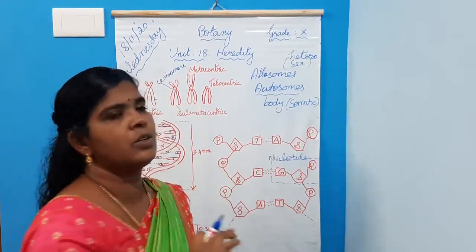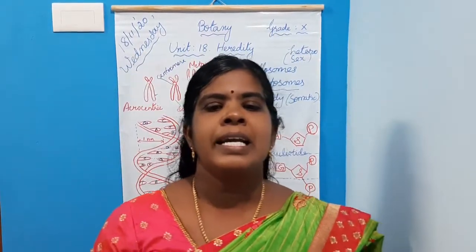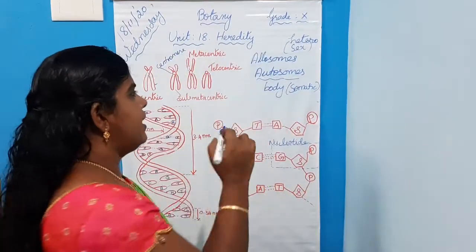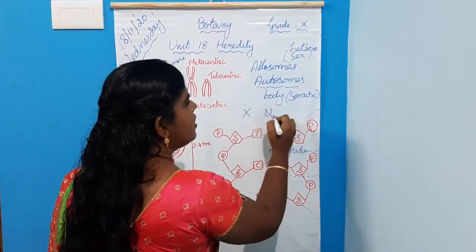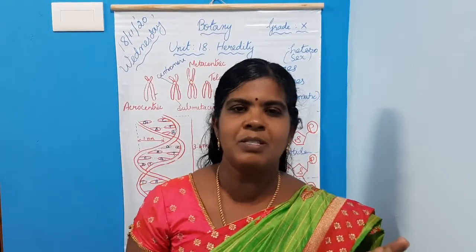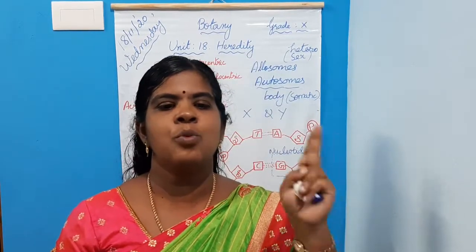Allosomes are also called sex chromosomes or heterochromosomes. There are two types of sex chromosomes, X and Y chromosomes. What are they? X and Y.